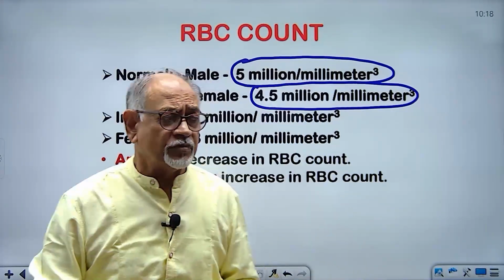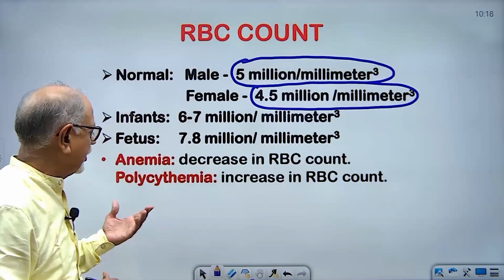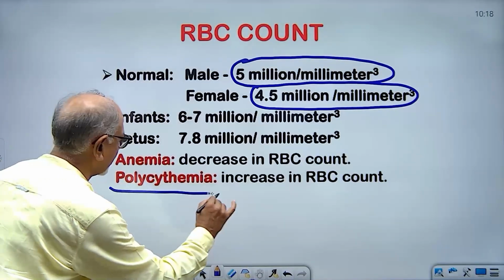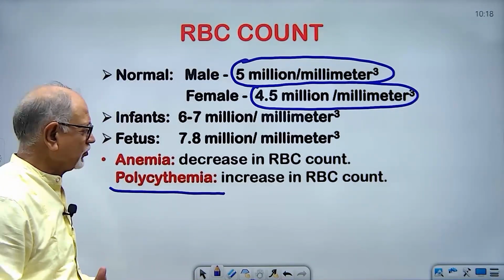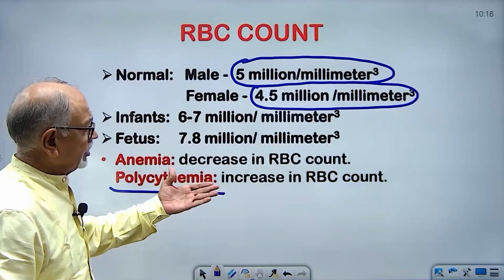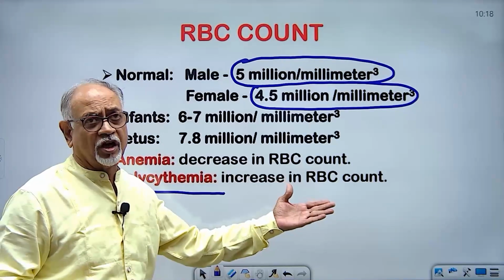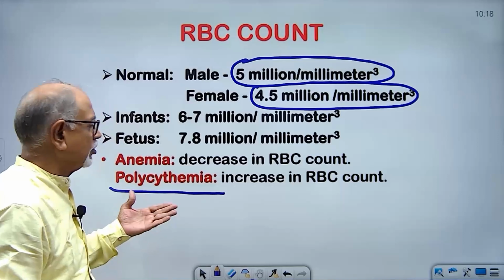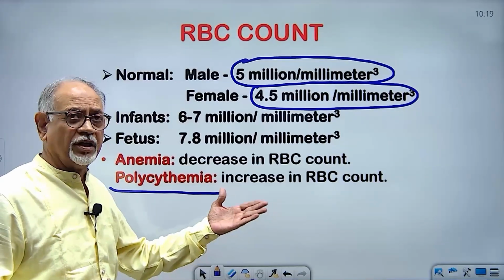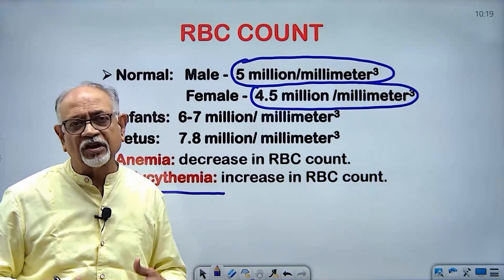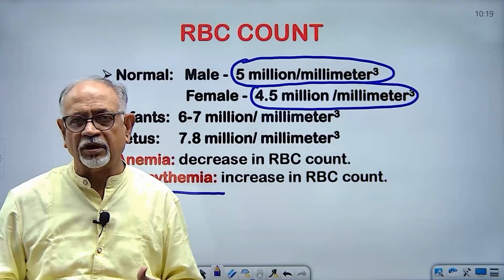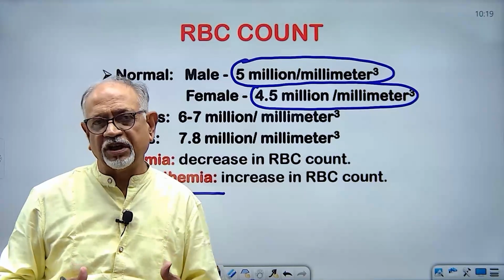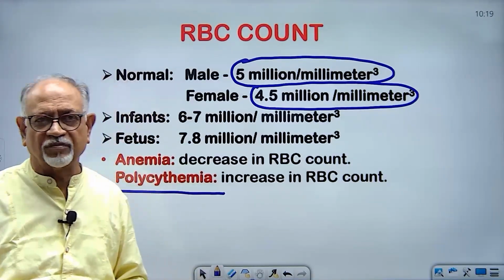Another term opposite to it is polycythemia. Poly means more. Increase in number of RBC count is called polycythemia. In case the RBCs are produced more in number, then their count will increase, and that condition is called polycythemia.